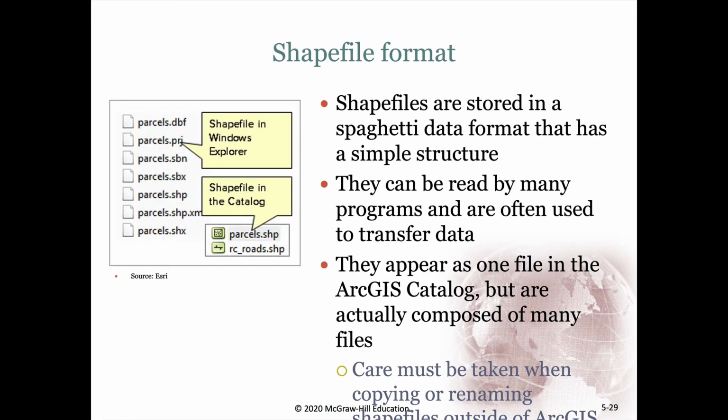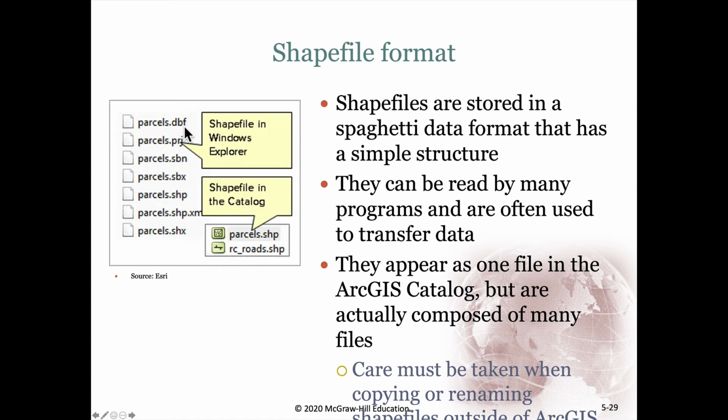Shapefiles are the ones that are stored in the spaghetti format that has a more simple structure associated with them. They can be read by many programs, and they're easily transferable, which is why they've stayed so popular. They appear as one file if you look in Arc Catalog, but if you look in something like Windows File Explorer, they're going to be displayed as multiple files. So for example, for this parcels, which would show up like this in Arc Catalog, if we look in Windows in My Computer, this is what we would see.